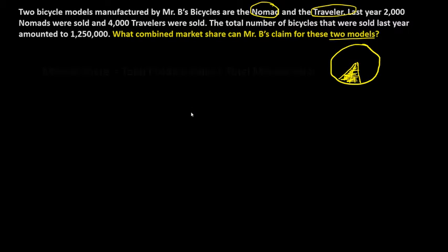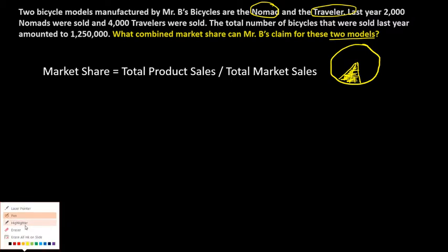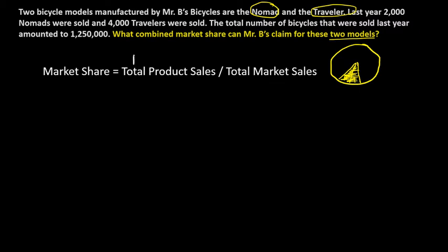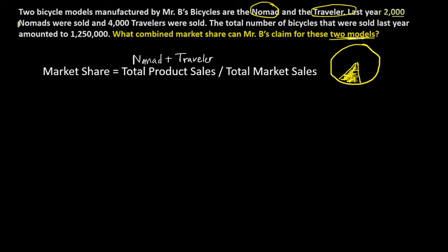So here we go. We grab our market share equation. We know market share is equal to total product sales divided by total market sales. So total product sales then, in this example, are going to be the Nomad sales plus the Traveler sales, because we're trying to figure out the market share for both of the models. So we need the Nomad plus Traveler. Well, they told us that last year 2,000 Nomads were sold. Let me grab my highlighter. 2,000 Nomads were sold and 4,000 Travelers were sold. So those are our total product sales, the 2,000 plus 4,000.